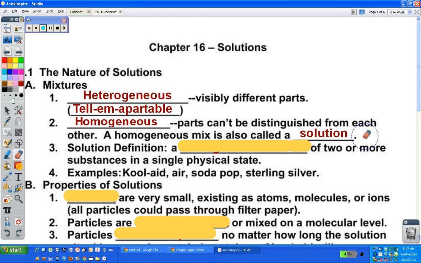So we have an official definition for a solution. It's a homogeneous mixture of two or more substances in a single physical state.